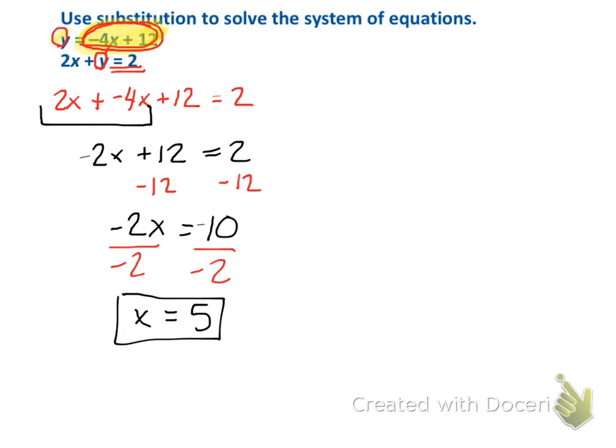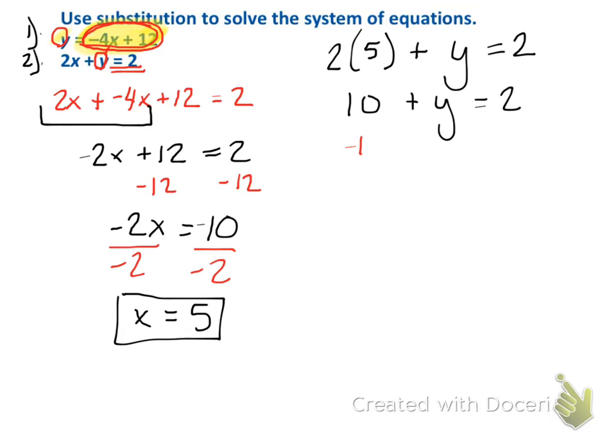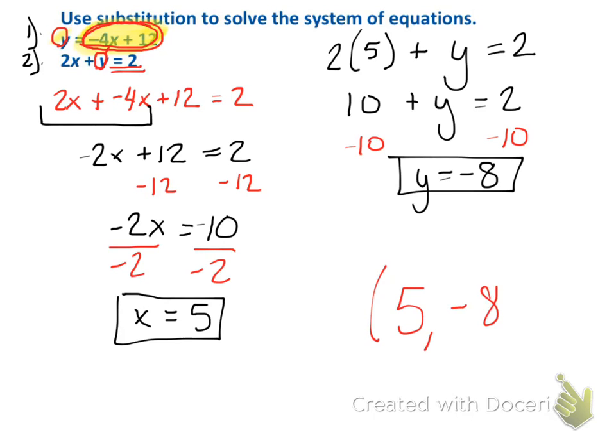So now that I have x, I just need to find y. So pick which equation you want, the first one or the second one, whichever one you think is prettier. I bet most of you will choose the second one because it's got smaller numbers. So 2 times x, which is 5, plus y equals 2. So that gives me 10. Subtract 10 from both sides, and we find out that y equals negative 8. So my final answer is 5, comma, negative 8. Make sure you always write your final answer as an ordered pair, x, comma, y.